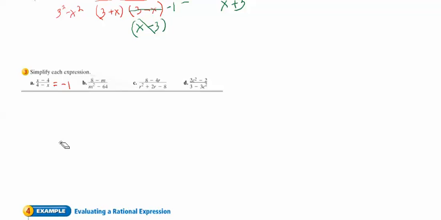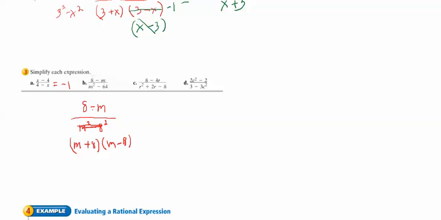Letter B, at the top, I just have 8 minus m. At the bottom, again, it's going to be a difference of squares. I'm going to change that to 8 squared, because 8 times 8 is 64, and then I have m plus 8 and m minus 8. I'm not using this anymore, I rewrote it.